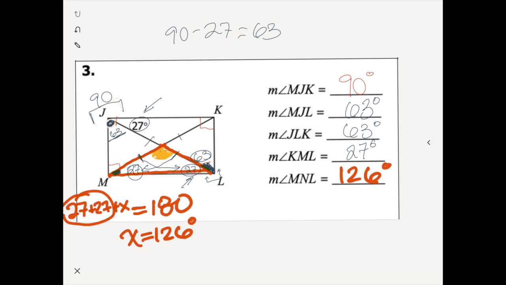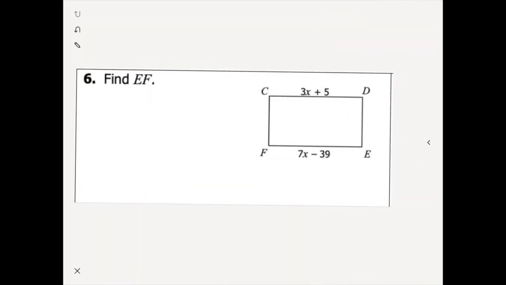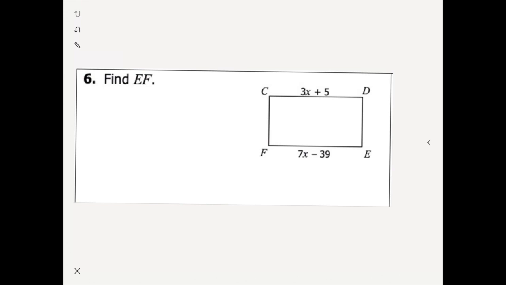Now let's get into solving using variables. This is very similar again to when we were using parallelograms last week. Same property, opposite sides are congruent. So we're going to set these two equal to each other. We have 3x plus 5 is equal to 7x minus 39. I'm going to go ahead and move this 3x.